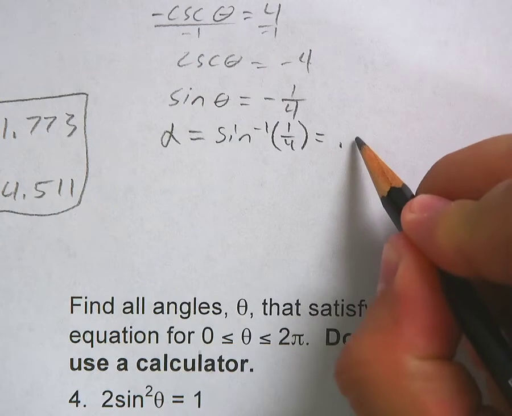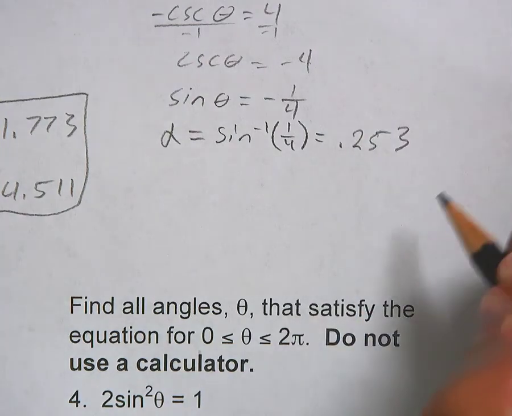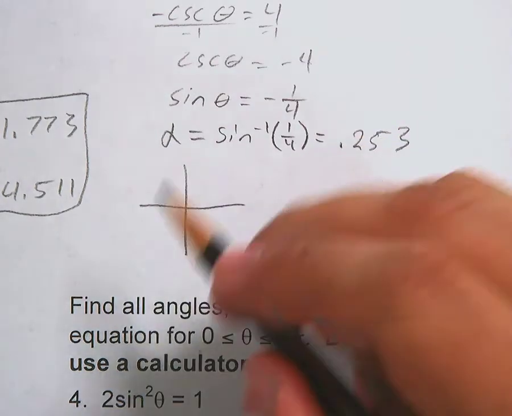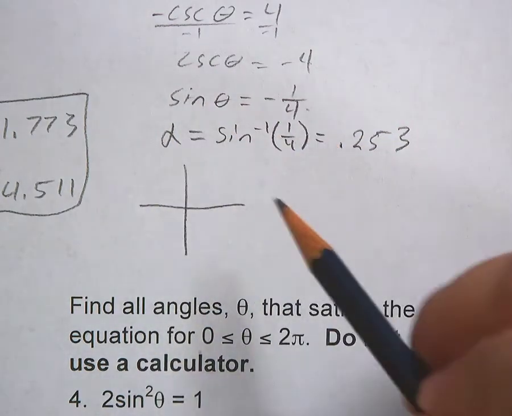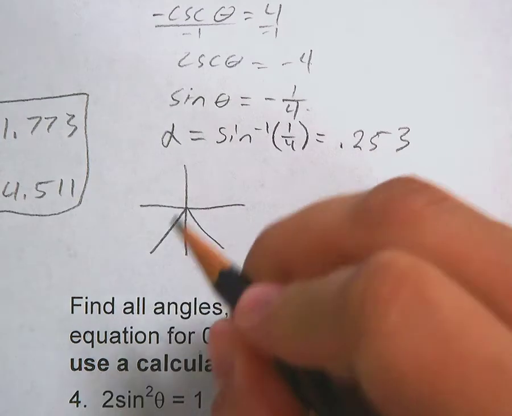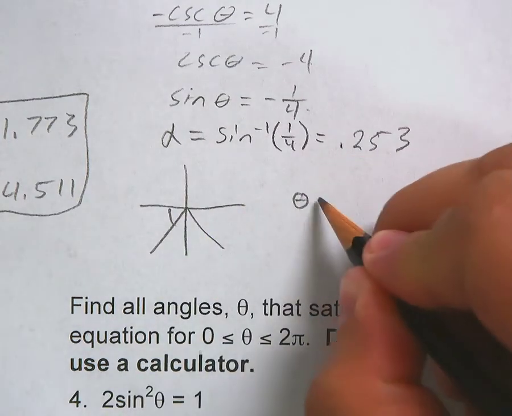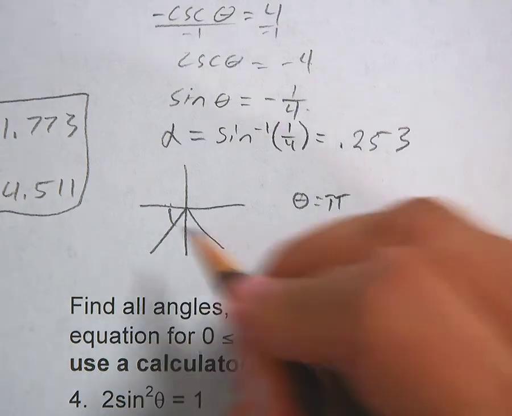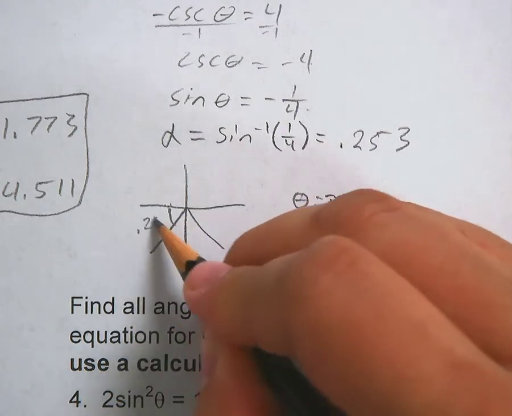So just like I said before, it's 0.253. And then where is sine negative? Down here and down here. So you got theta is pi plus 0.253.